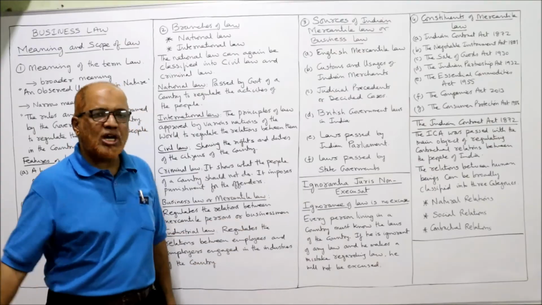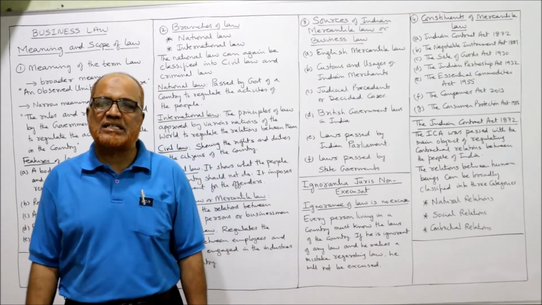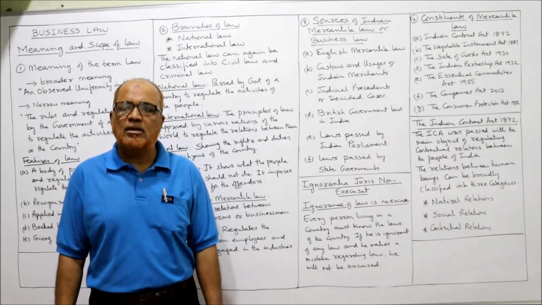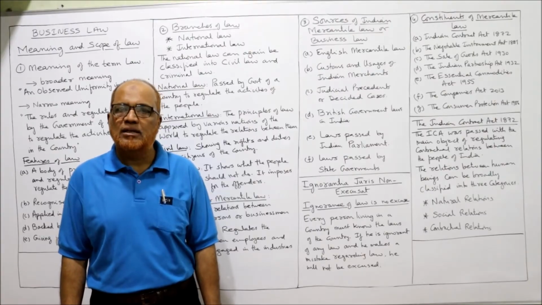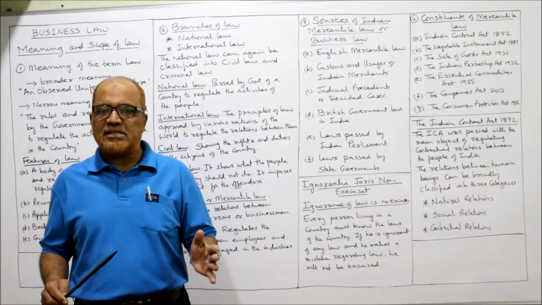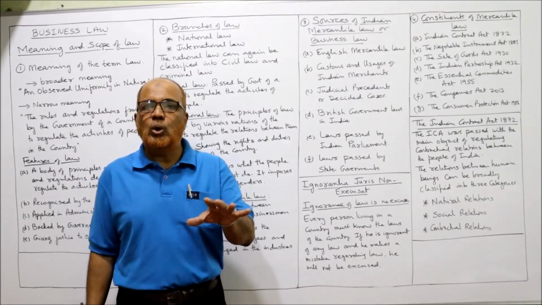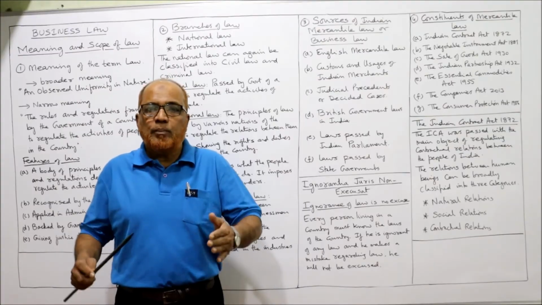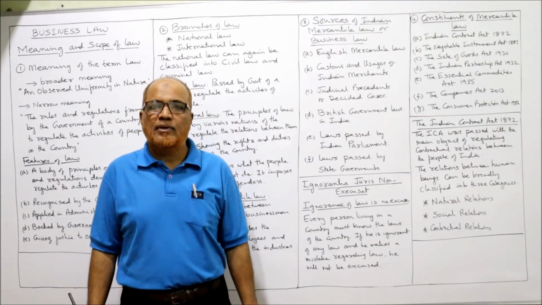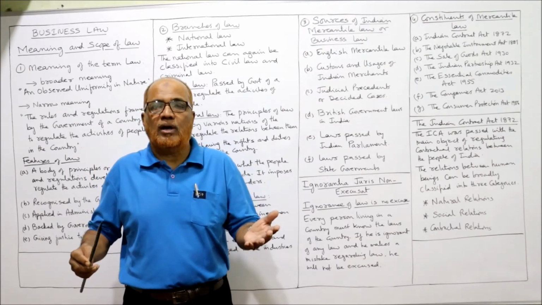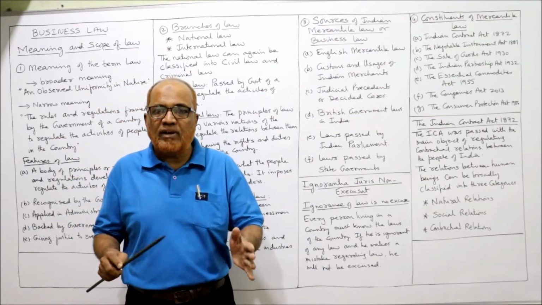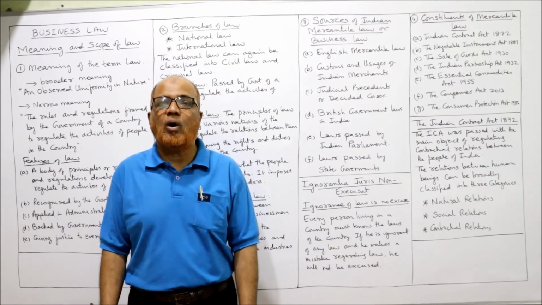Now, ignorantia juris non excusat. It's a Latin maxim meaning ignorance of law is no excuse. When a person is living in a country, he must know the law of the country. He cannot pretend that he does not know the law and that is why he committed this act. He cannot say that if he had known the law, he would not have done it. He cannot be excused. When a person is living in a country, he must know the law of the country.